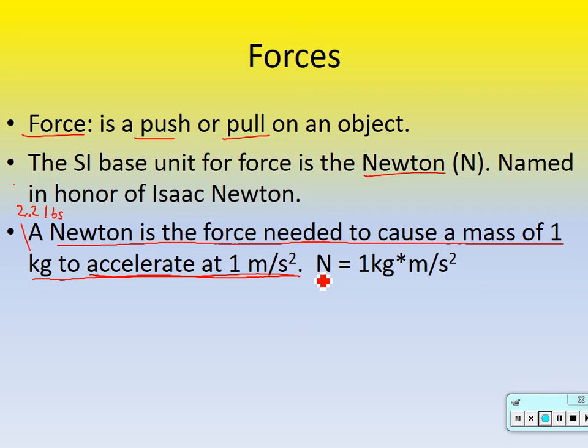Let's look at the units for Newtons. A Newton is 1 kilogram meter per second squared. So we need to be in kilograms. The mass has to be measured in kilograms. And then acceleration is measured in meters per second squared. Kind of strange units here, but that's what it means.